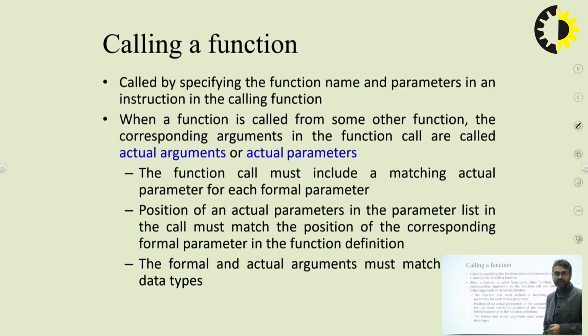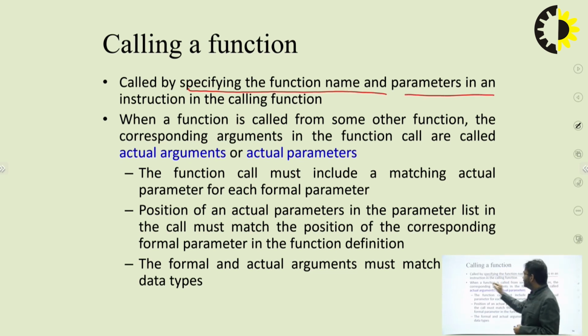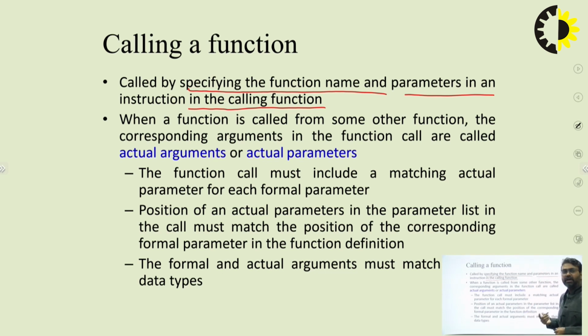Okay. Now how to call a function? A function can be called by some other function in terms of an instruction. It is called by specifying the function name and the parameters in an instruction in the calling function. It means whenever we call a function through another function, it is called in terms of an instruction, but in this instruction we have to write the function name and the parameters we are going to pass to that called function.